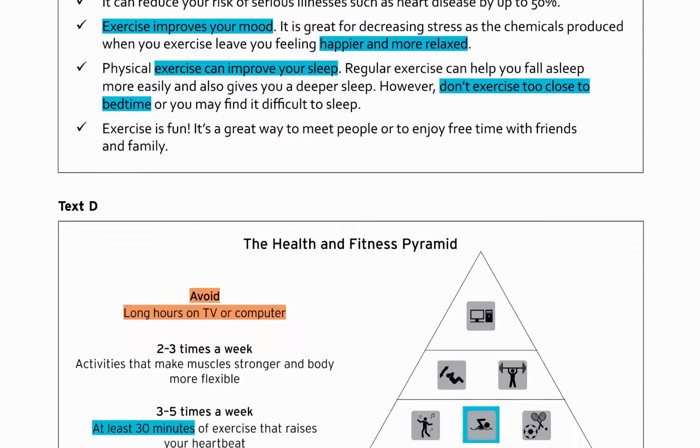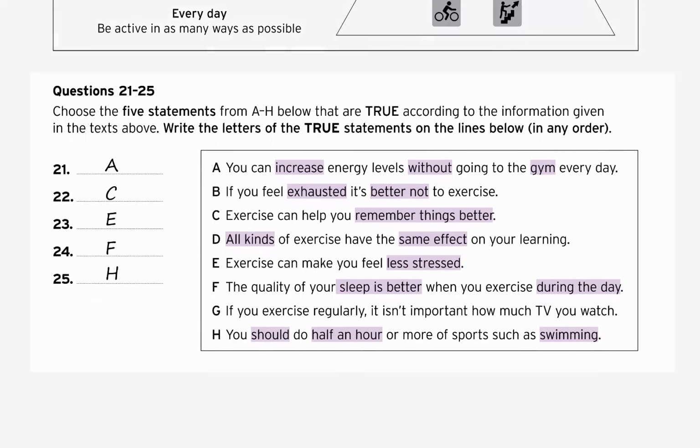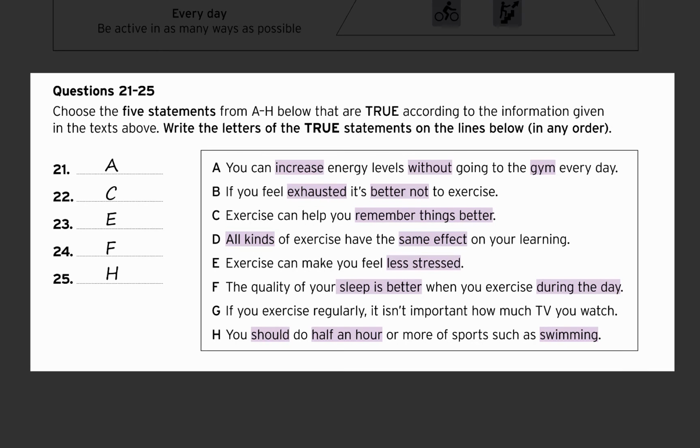You will notice that D is wrong. It's false. And I'll tell you why here. And this is something that you can learn in the exam. All kinds of exercise have the same effect on your learning. This is a very general statement. It means that every single type of exercise has exactly the same effect on your learning. Is this likely? Probably not.